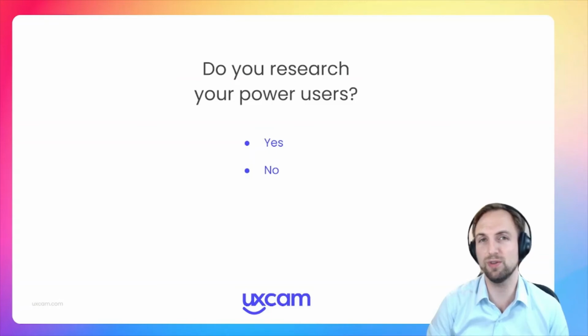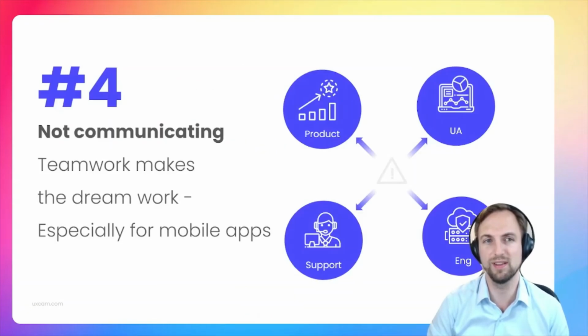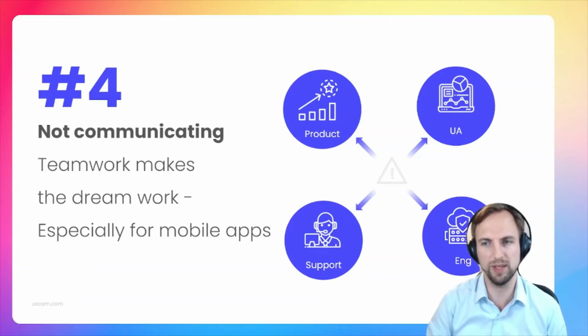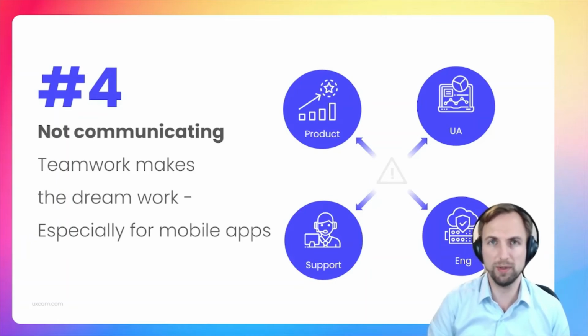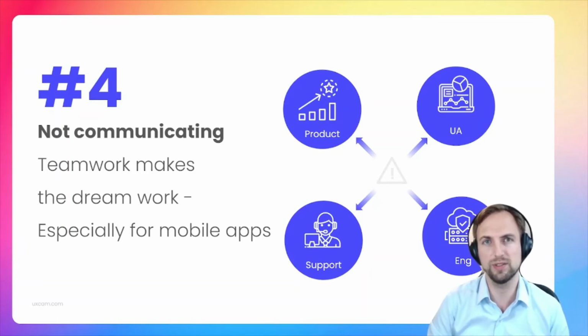So let's continue to the fourth conversion killer. And you're probably going to think, how's this conversion? Not communicating. For apps, communication between teams is key. Teamwork really does make the dream work. For a mobile app, it's so cross-functional and you need to be so in sync with multiple people on your team. If you decide to operate entirely in silos, you're probably going to create a lot of bad experiences.